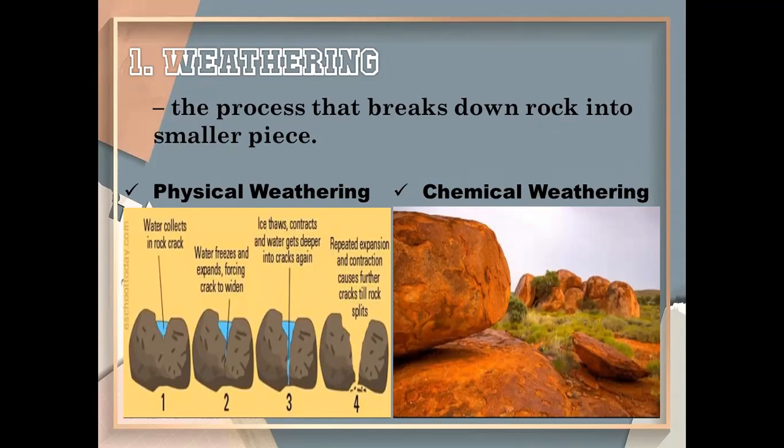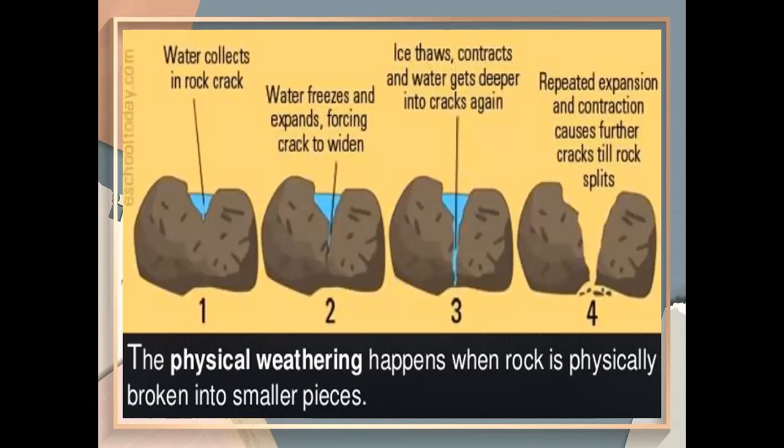So we have two classification of weathering. We have the physical weathering and the chemical weathering. So when we say physical, it happens when rock is physically broken into smaller pieces. So first, kung makikita niyo dun sa image, water collects in a rock crack. So through the process na nangyayari, hindi naman siya umulan, nasira agad yung rocks, hindi po ganon. So may process tayo. So number 2, water freezes and expands, forcing cracks to widen.